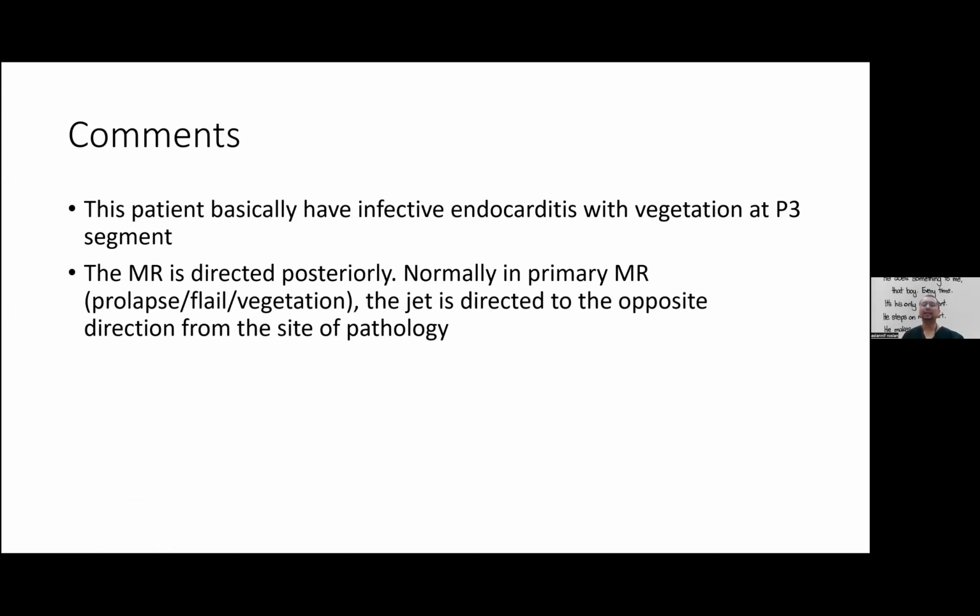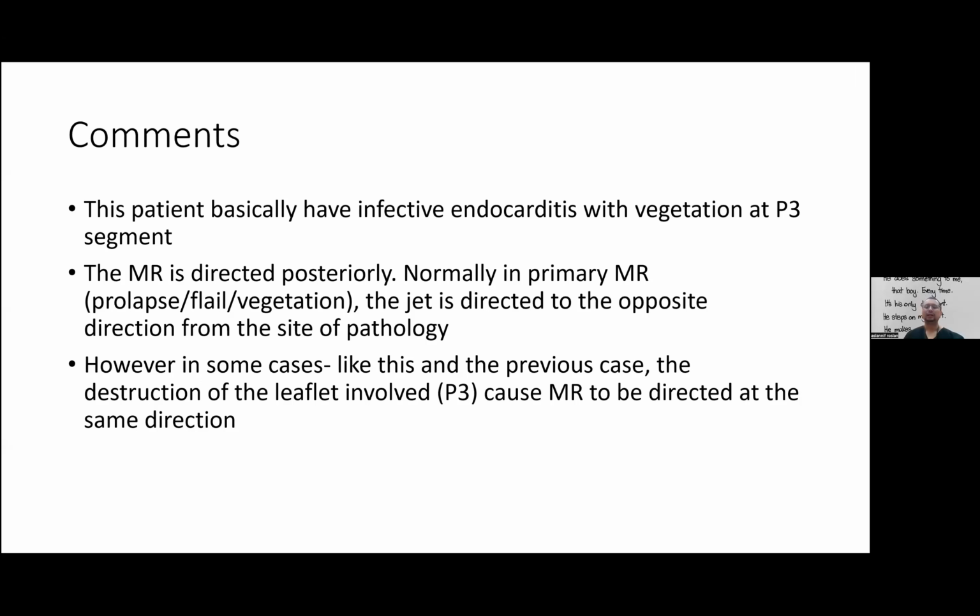Normally, the jet is directed opposite to the direction of the pathology, but in this case, the jet is directed the same way. So why is this the case? When I show you the transesophageal echocardiogram, this is interesting because the vegetation is very large, and this actually caused almost total destruction of the posterior mitral valve leaflet. So it's not just flail, the leaflet during systole goes down vertically into the left atrium, causing the jet to be directed in the same direction.